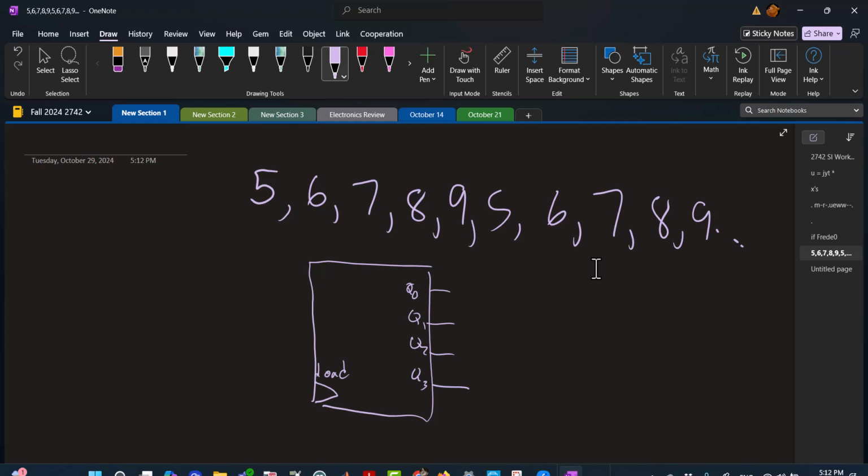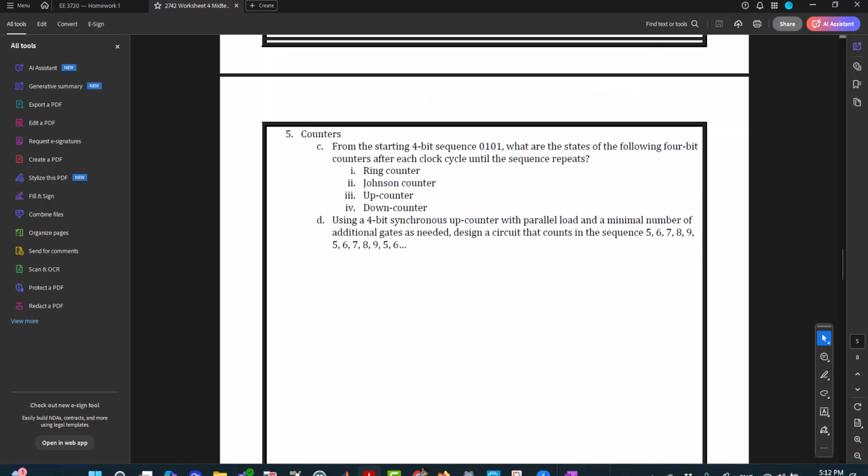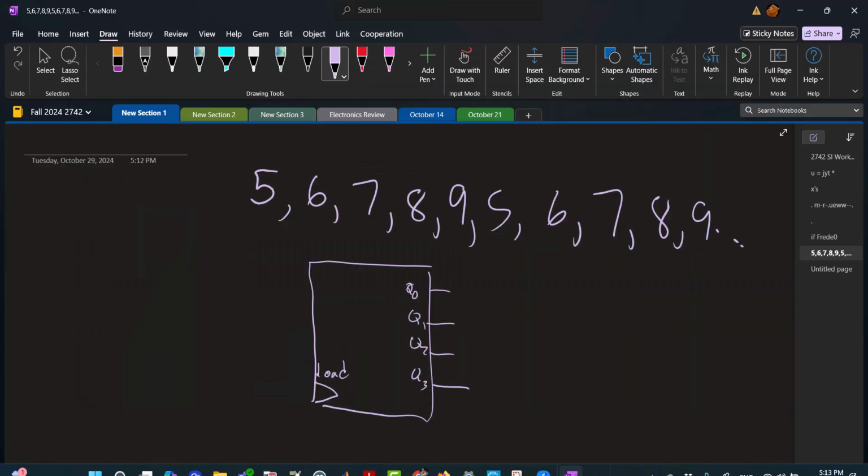I don't know what I've called those before. Do you know what we usually use? Is it D? D, okay, I'll use D. So D0, D1, D2, D3.